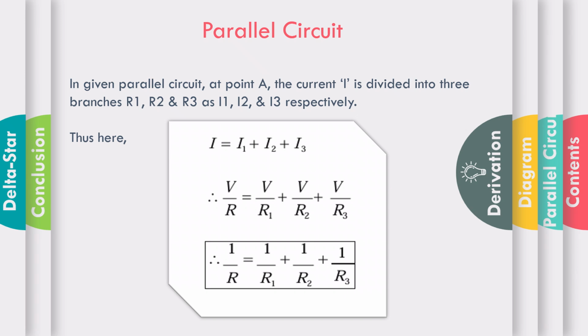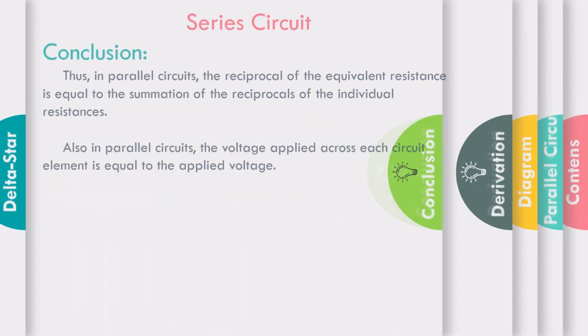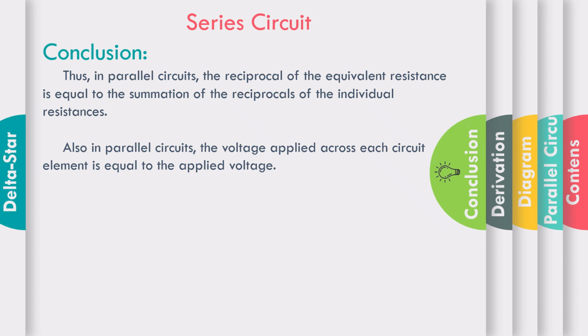Next, we will see the conclusion of the parallel circuit. Thus, in a parallel circuit, the reciprocal of the equivalent resistance is equal to the summation of the reciprocals of the individual resistances.